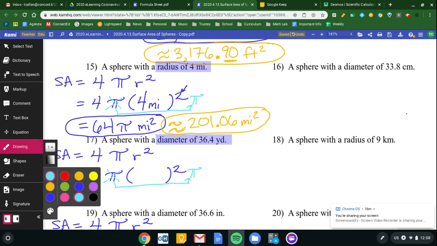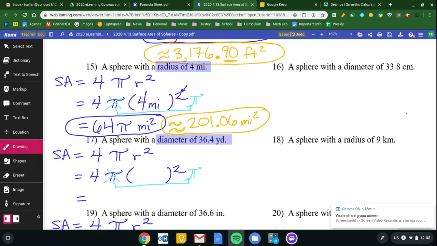Now for number 17, what we have to do is be careful. This is a diameter. So we're going to take that 36 4/10 and we're going to split it in half. When we do so, we would find that the radius would be 18 2/10. So be careful with that, not to use 36 as the radius.